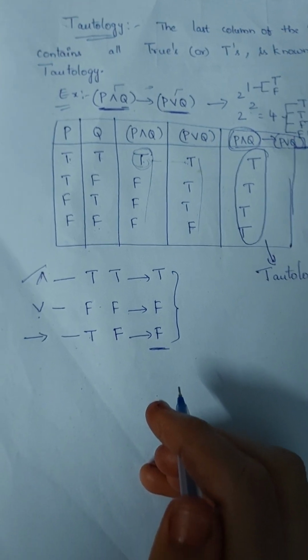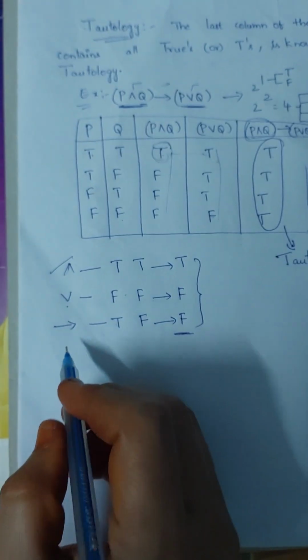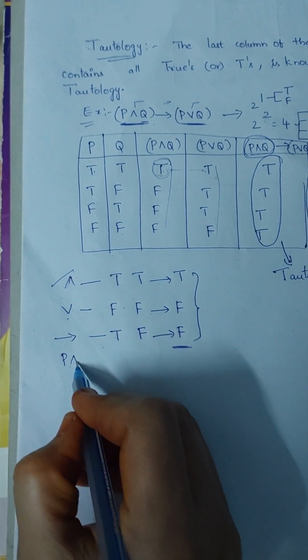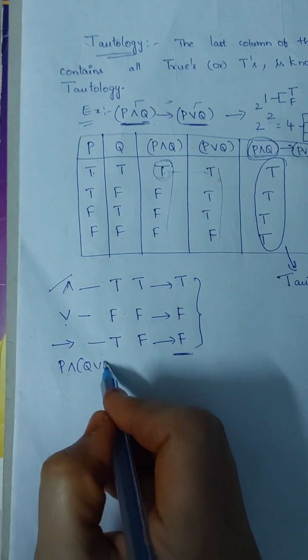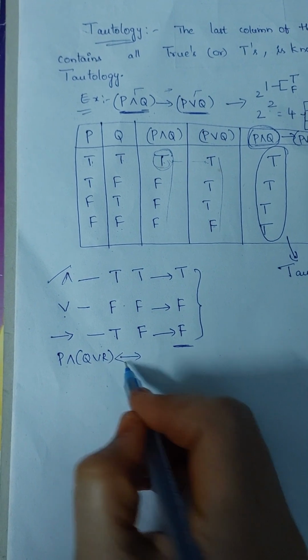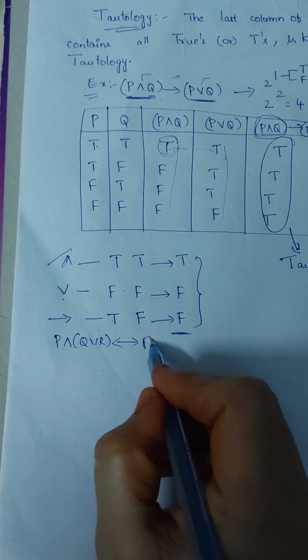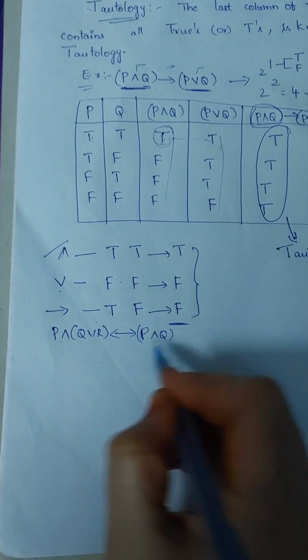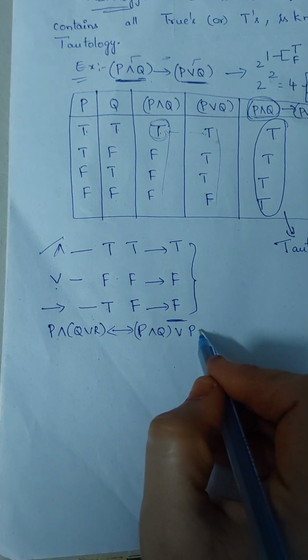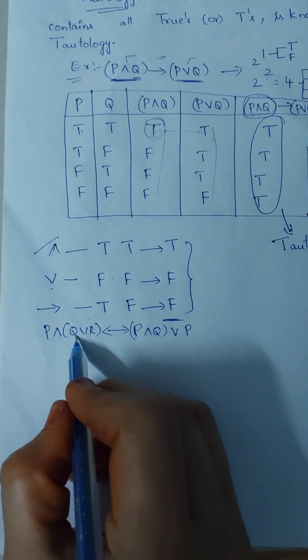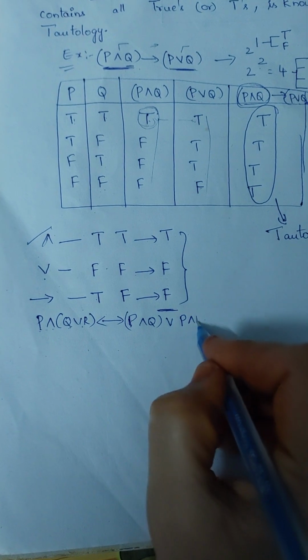In a similar way, we have one more example: (P and Q) or R implies (P or R) and (Q or R).